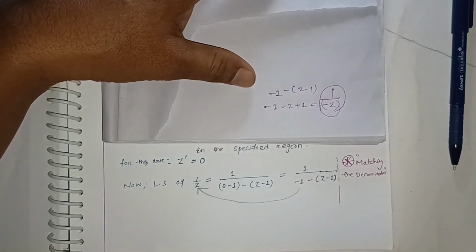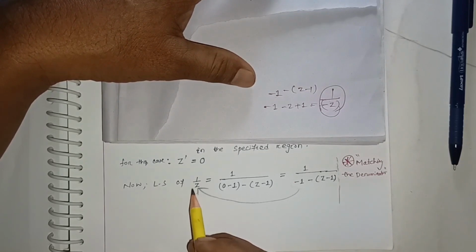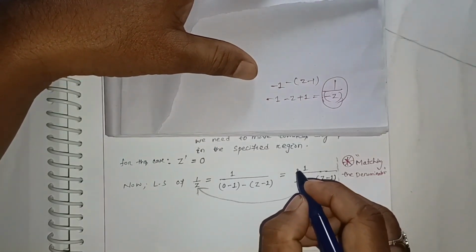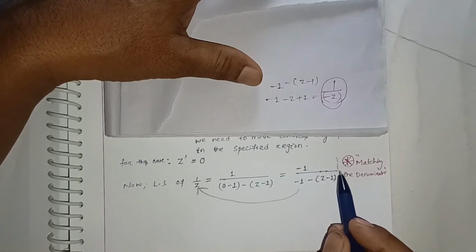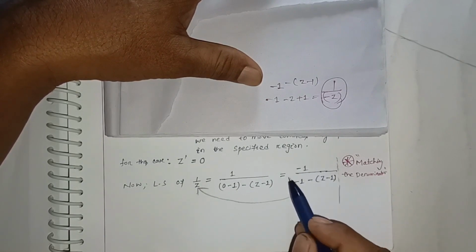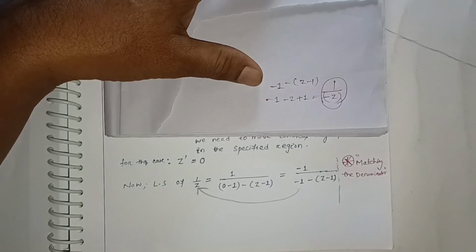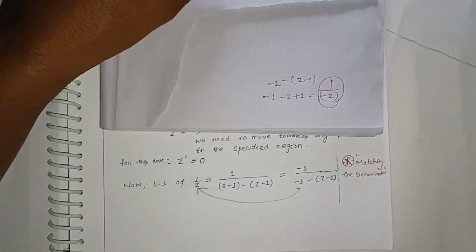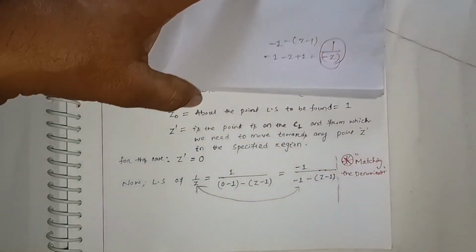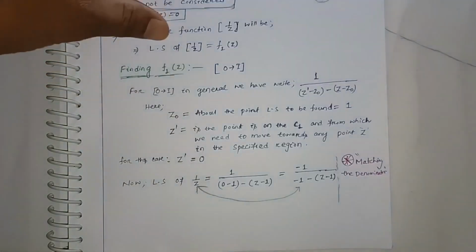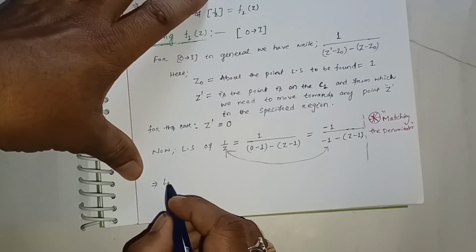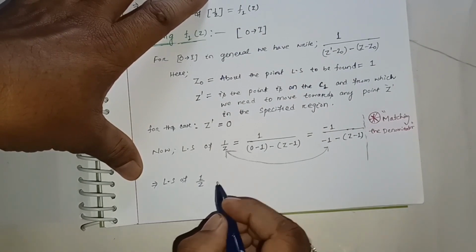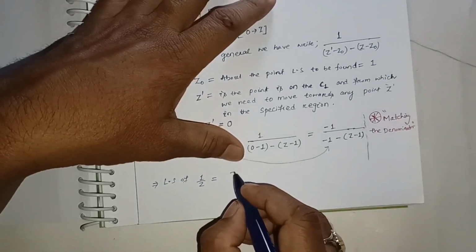But our initial function is what? Initial function is 1 by z. Is it matched? It is not matched. So what we have to write here, we have to put a minus. If I put a minus over here, you just watch that this will be equal to 1 by z. Now it has been matched. Then that implies the expansion of 1 by z will be equal to this one, minus 1.